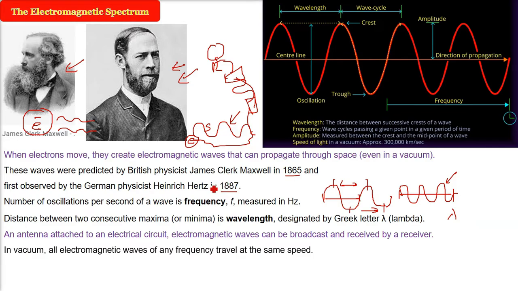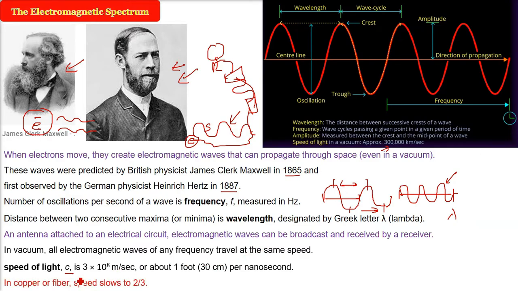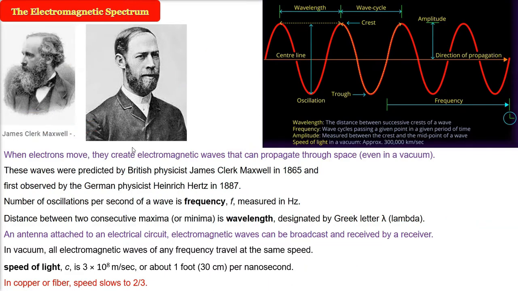So in vacuum, all electromagnetic waves of any frequency travel at the same speed as I just mentioned. It is the speed of light represented by c, 3 into 10 to the power 8 meter per second, 3 into 10 to the power 5 kilometer per second, or 30 centimeter per nanosecond. But when these electromagnetic waves travel through copper or a fiber, the speed becomes 2 by 3 multiple.